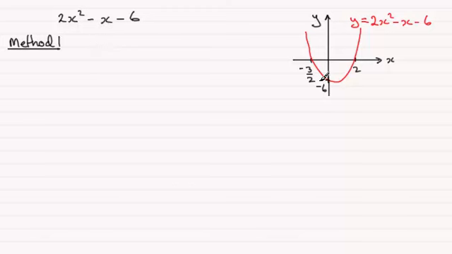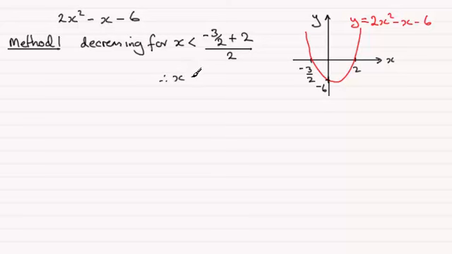So I know that I'm going to require values of x to the left of that point. So let's just say it's decreasing for values of x which are less than that midpoint, and to get that midpoint I just take the mean of those 2 points. That's to add minus 3 over 2 and 2 together and divide the whole lot by 2, and if you work that out you end up with x being less than 1/4. Okay, so that's one way.